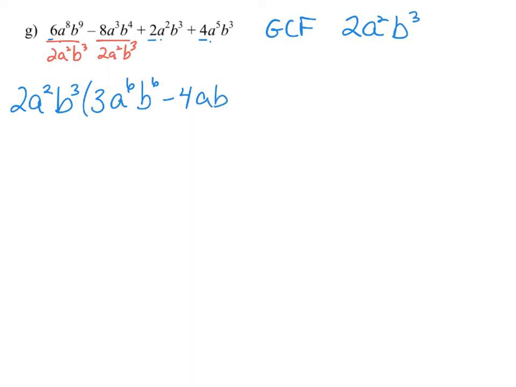For the third term, we're dividing out the 2a squared b to the 3rd. And 2 divided by 2 is 1. A squared divided by a squared is 1. And b cubed divided by b cubed is 1.